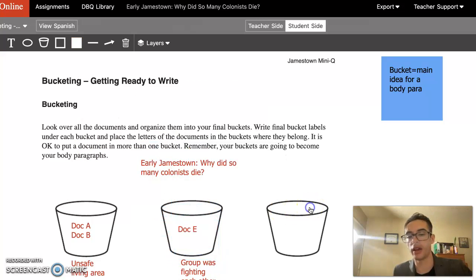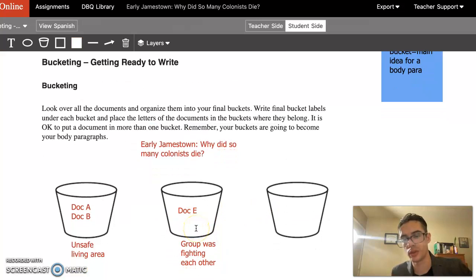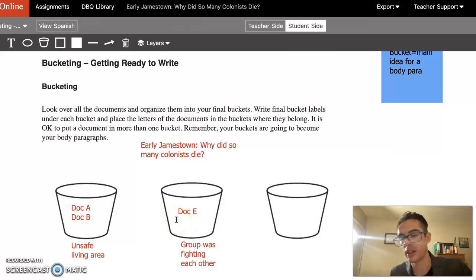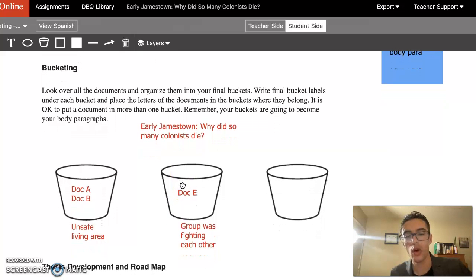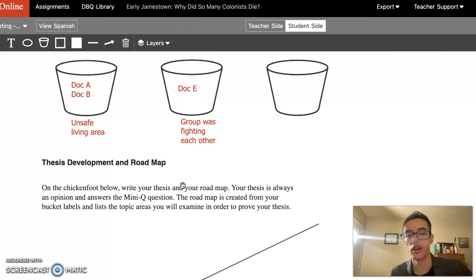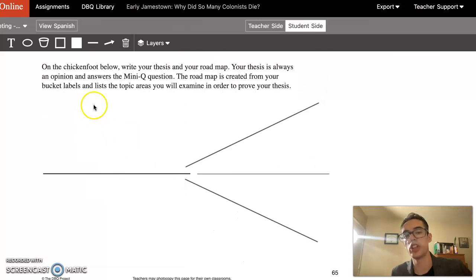So that's the process of bucketing. You need to have 2 sources for each bucket, and those 3 buckets will be the main ideas for your essay. When you have your buckets done, you create what is called a chicken foot. The reason it's called a chicken foot is that this kind of looks like the toes of a chicken, right? You've got the little foot and the 3 little prongs. And all you do with this is it's your thesis sentence. It's the outline for your paragraph.